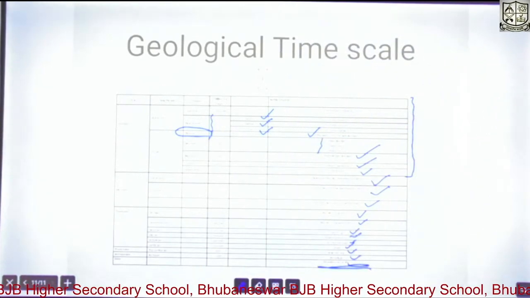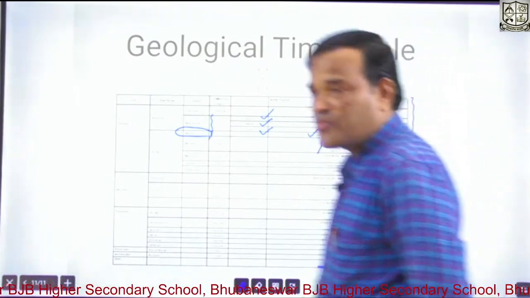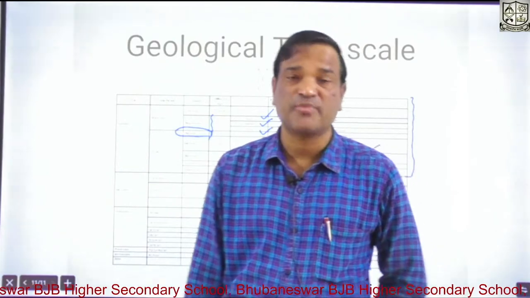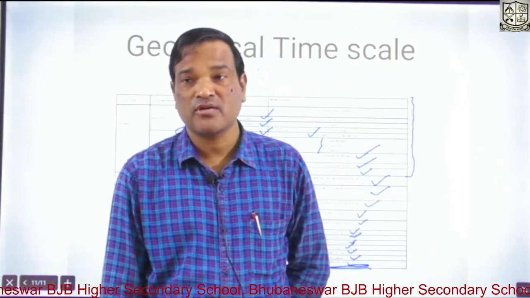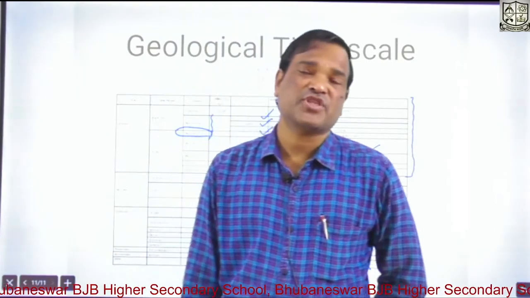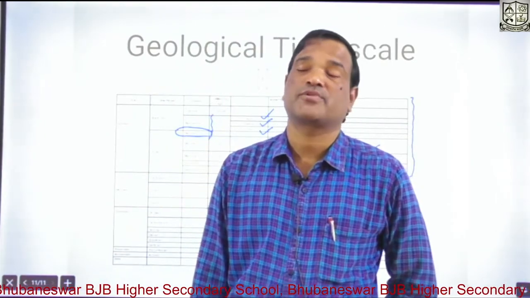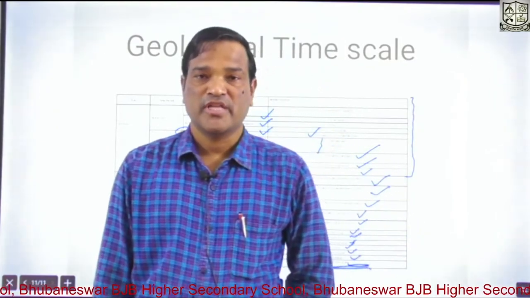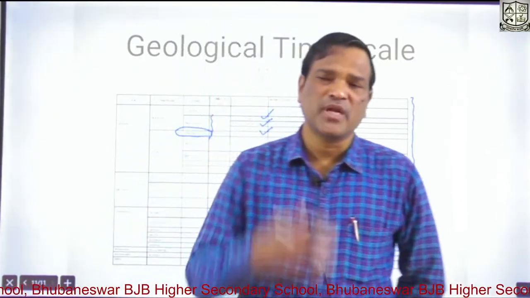So during the lower Pleistocene, Homo habilis was discovered, along with Australopithecus africanus, Australopithecus boisei, and Australopithecus robustus. These are the fossils that developed during the lower Pleistocene period. Then come to the middle Pleistocene period.